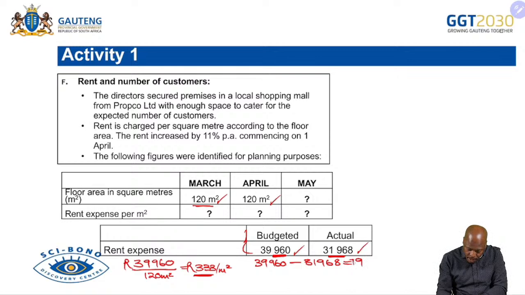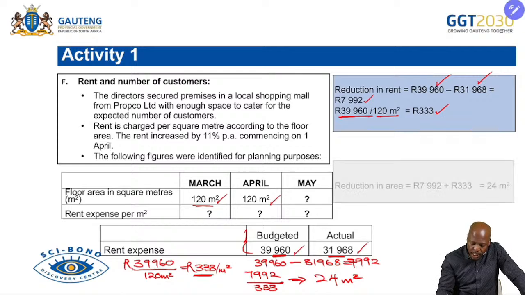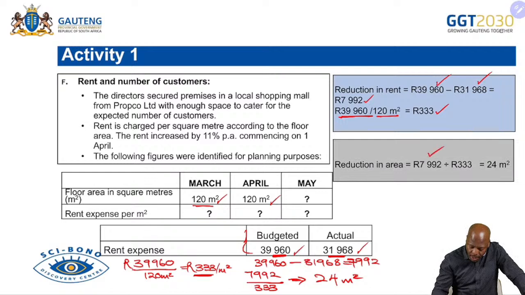Thank you. Someone is saying, Mr. Simbi, 7,992. So if your 333 rands per square meter, and then eventually you say your 7,992 divided by the 333, you get 24 square meters. That becomes the reduction in the floor space. We have reduced our floor space by 24 square meters.